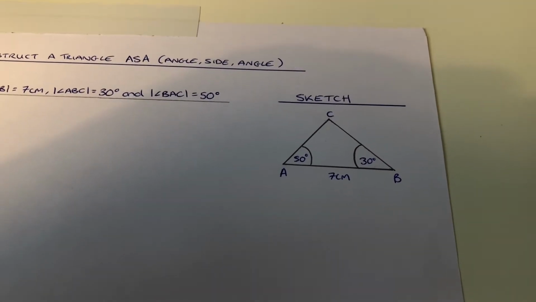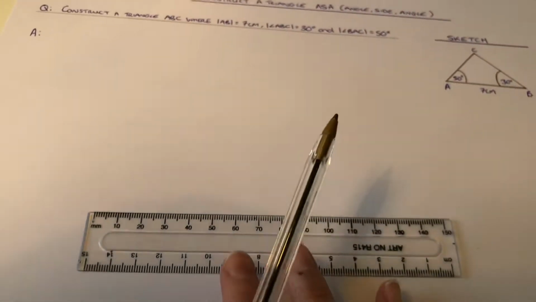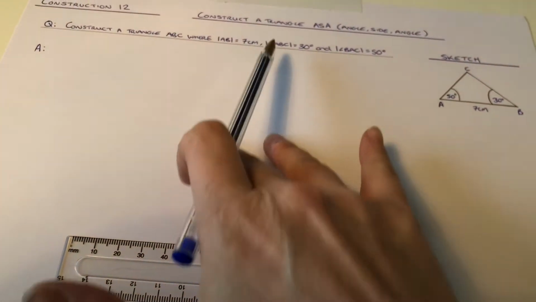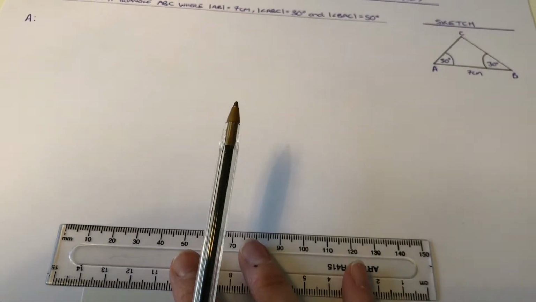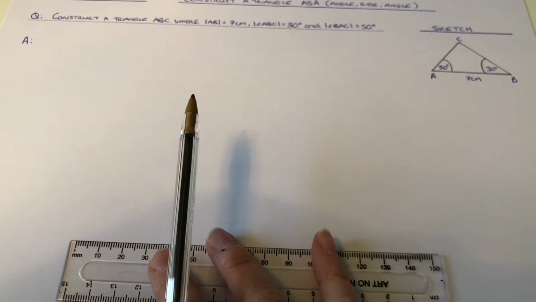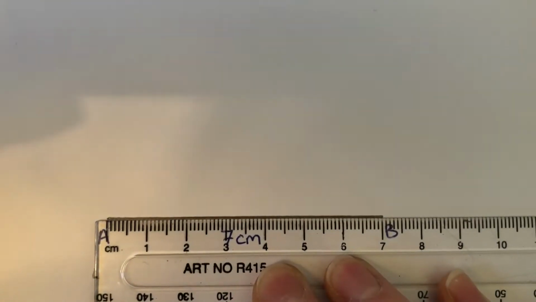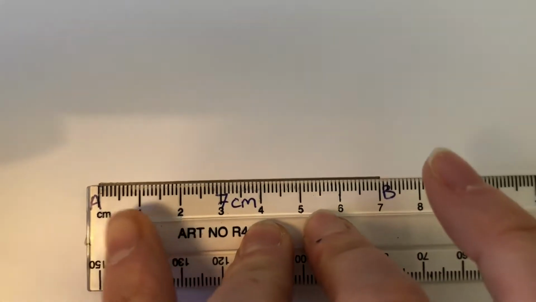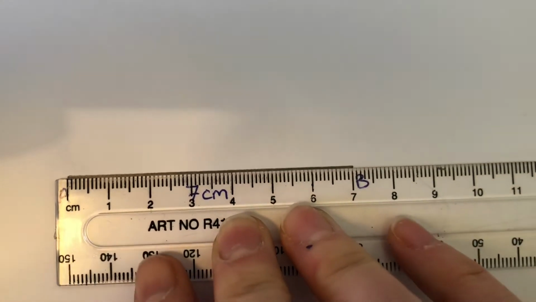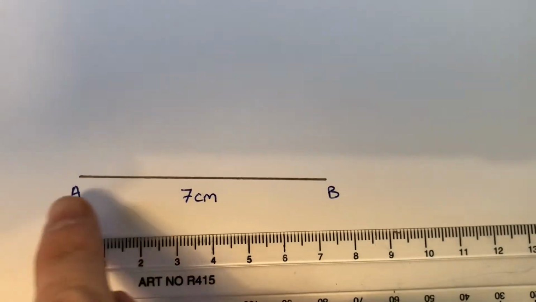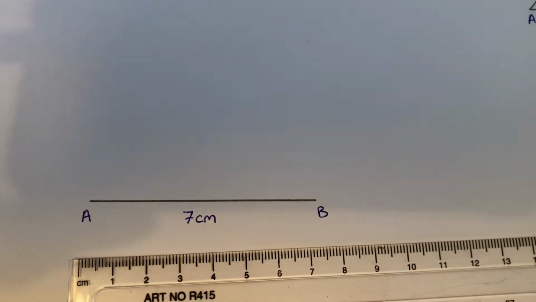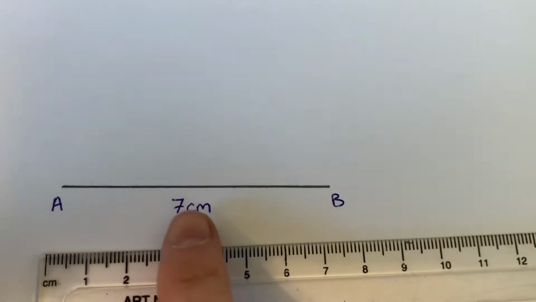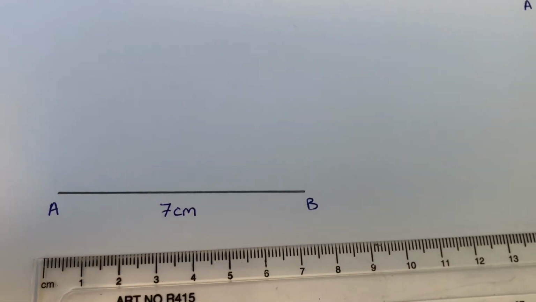So it's time to start the actual construction. Let's start with our baseline, AB, and we're going to make sure that we have plenty of space above us, so we're going to put it lower down on your page. Because my pencil's nice and sharp, I can see that it starts exactly at 0 and ends at 7. So my baseline is nice and accurate, AB, and we write the measurement 7 centimetres.